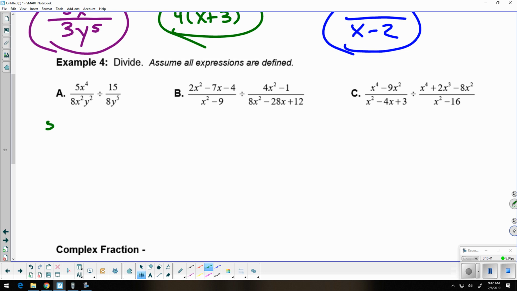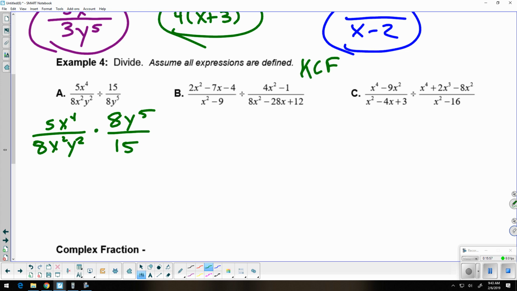So what we're going to do, you keep the first one all the same. You change this now to multiplication, and then you flip this around. Again, you multiply by the reciprocal. That's how you divide fractions. And I always call this KCF. Just stands for keep, change, flip. You keep the first one the same, you change the problem to multiplication, then you flip the second one around.